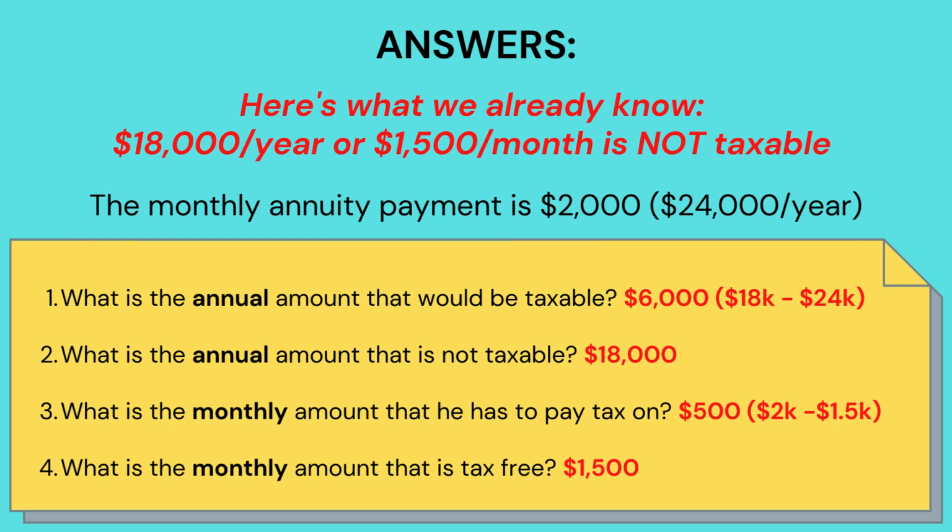Number four, again, is asking for a monthly amount. However, it's asking for the amount that's tax-free, the amount he does not have to pay taxes on. And we already established that that is $1,500 a month that he has already paid taxes on. So that part is going to be tax-free. And that pretty much does it.